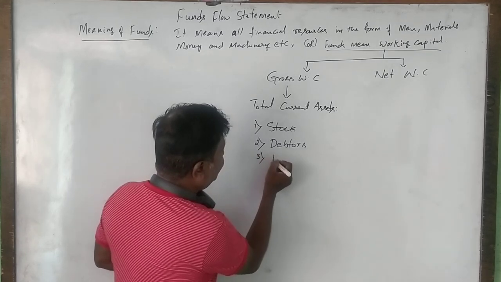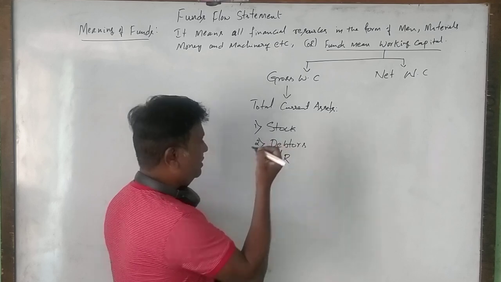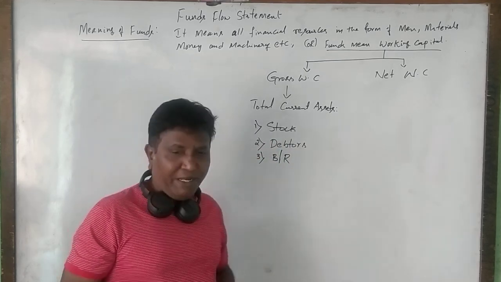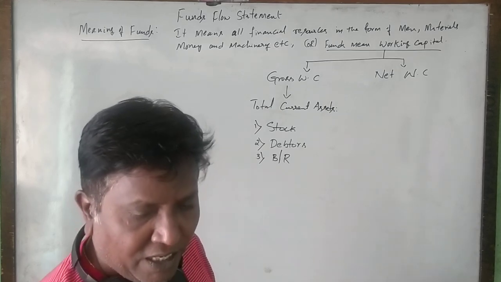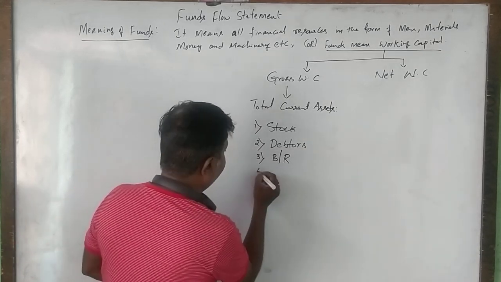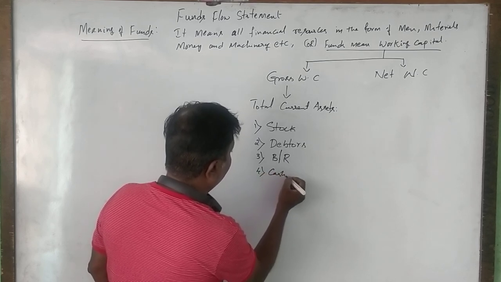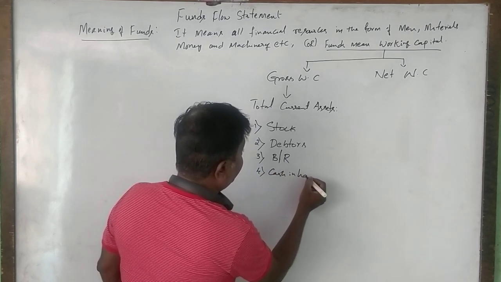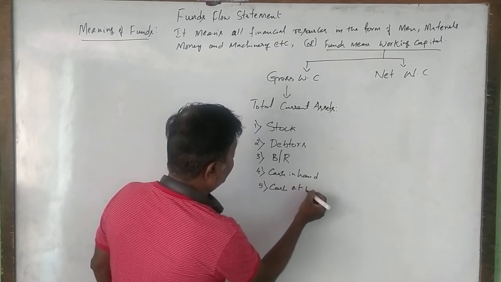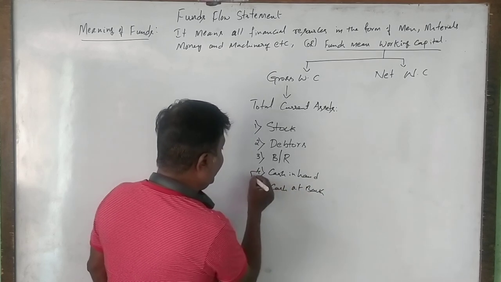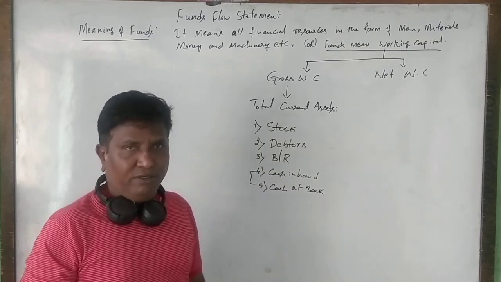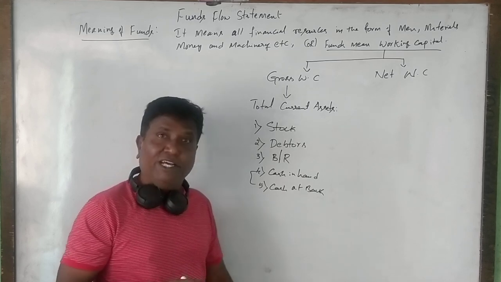Then bills receivable. So stock, debtors, bills receivable, cash in hand and cash at bank. These two are already in liquid form, so we consider them absolute liquid assets.